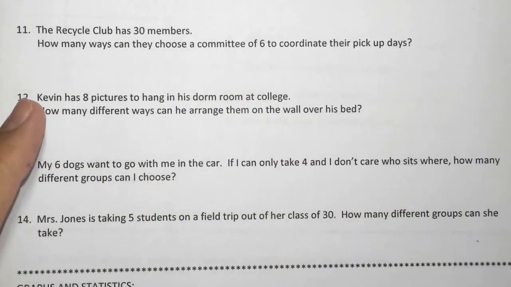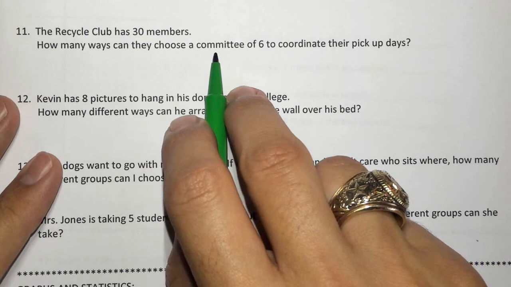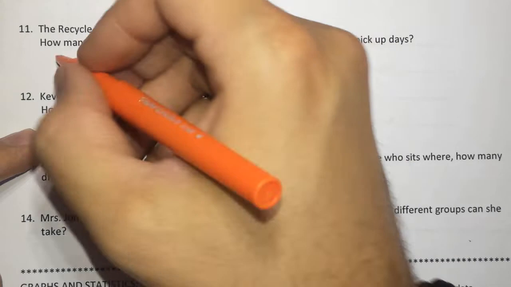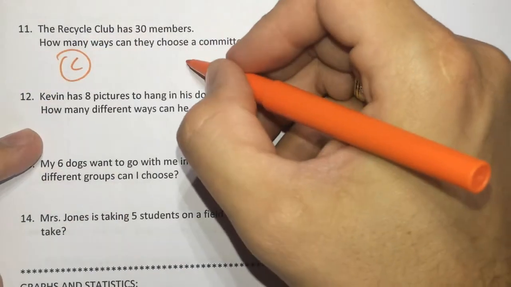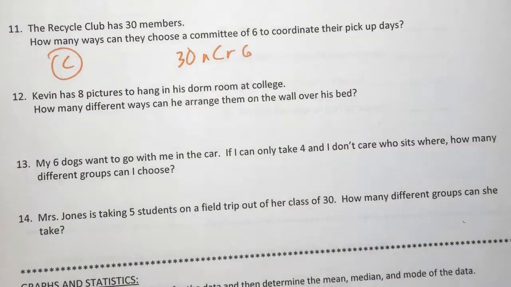The Recycle Club has 30 members. How many ways can they choose a committee of 6 to coordinate pickup days? We don't require an order for that. If you're just on a committee, you don't have a specific job title, it's a combination. 30 members, nCr, and there's 6 of y'all to choose from.